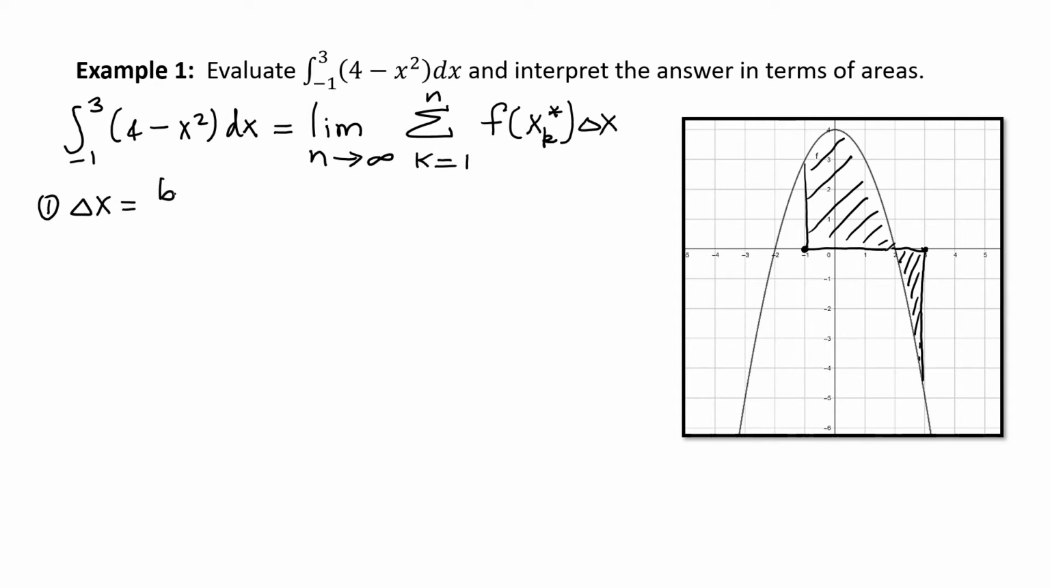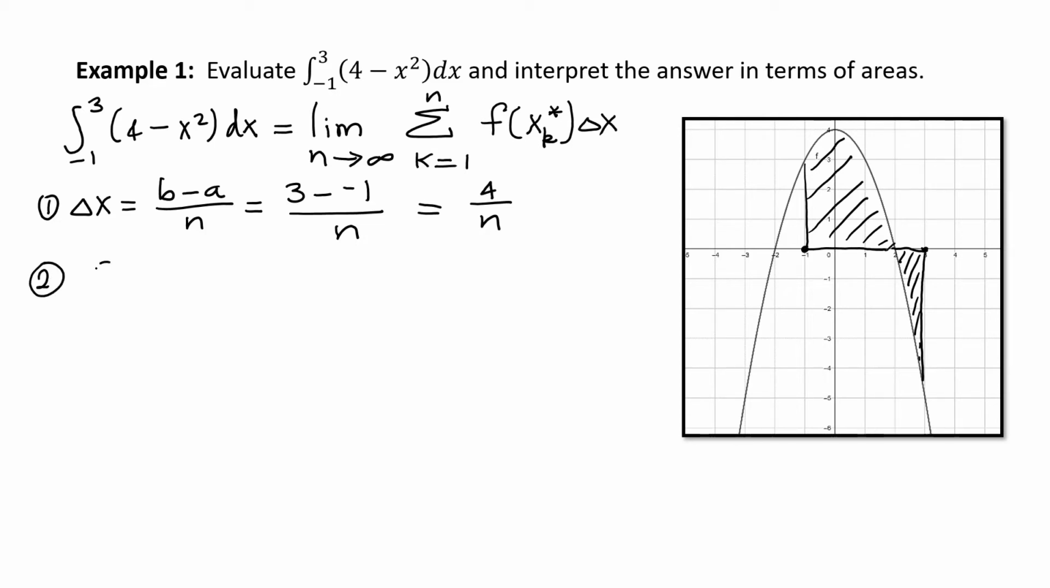That's b minus a divided by n. b is the end point, which would be 3, minus a is our beginning point, which is -1, and we divide that by n. So 3 minus -1, 4, divided by n.